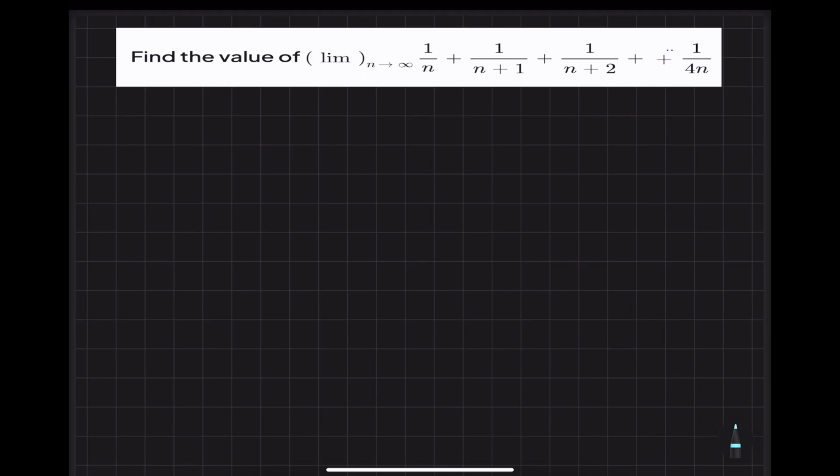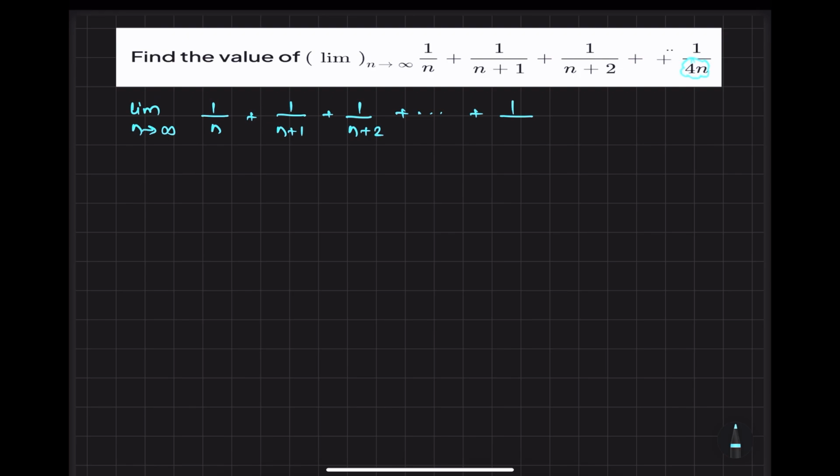So we got this situation to handle. We have to find out the limit as n tends to infinity of 1 by n plus 1 by n plus 1 plus 1 by n plus 2 dot dot dot 1 by... look at this, the last term they wrote in a different way.